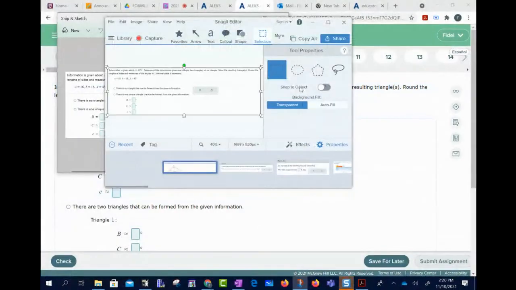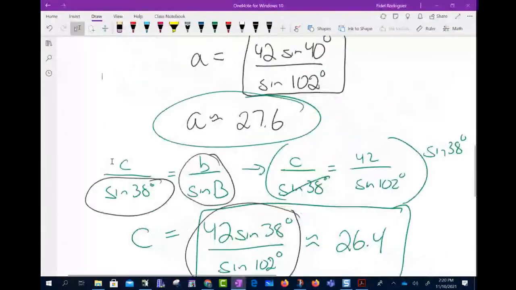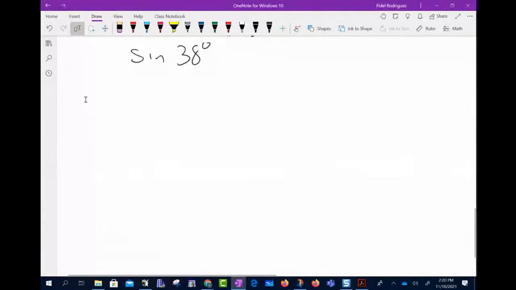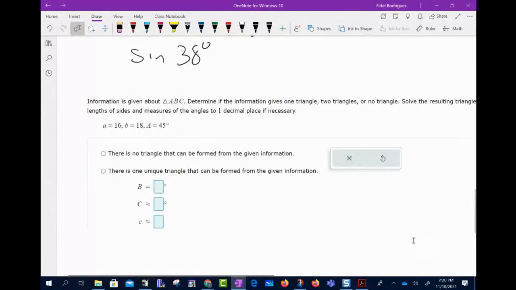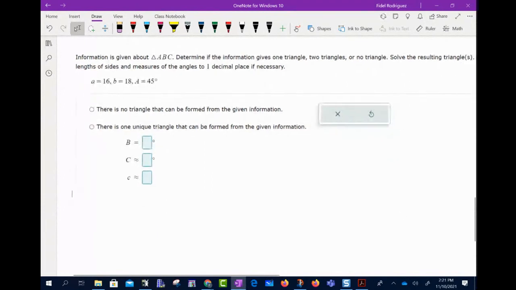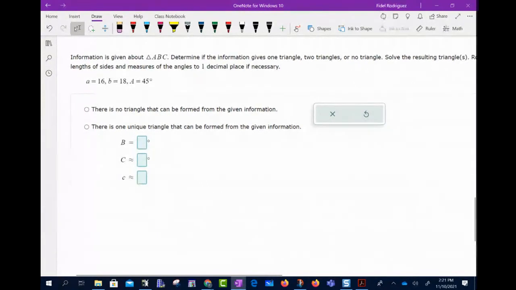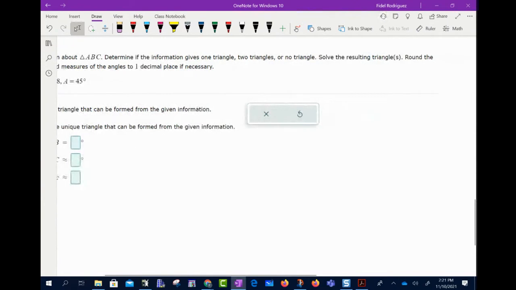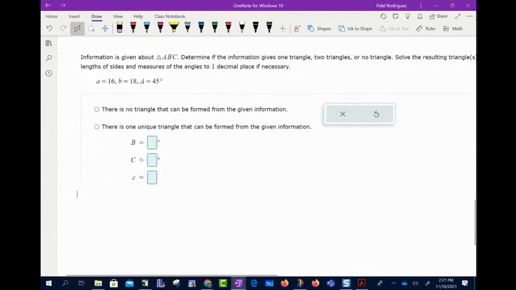Okay, so let's take a look here. Again, I'm going to do a little copy, come back to my notes over here, and do a little paste. It says information is given about our triangle ABC. Determine if the information gives us one triangle, two triangles, or no triangle. Solve the resulting triangle or triangles and round the lengths of the sides and measures of the angles to 1 decimal place if necessary.